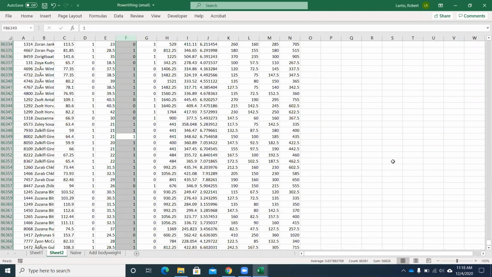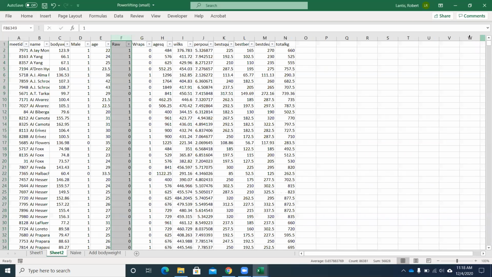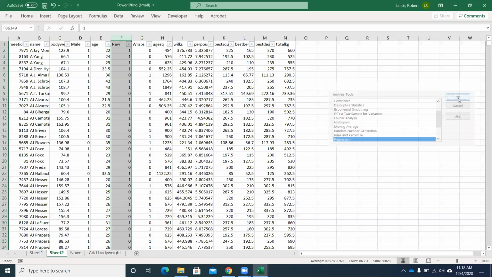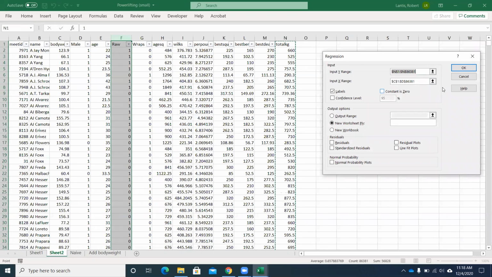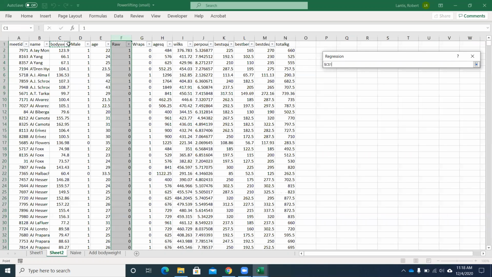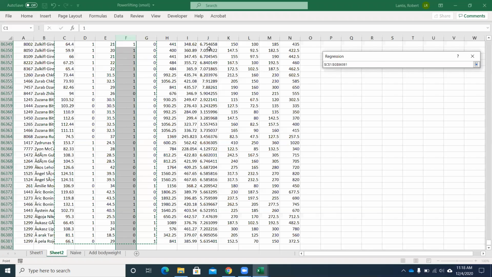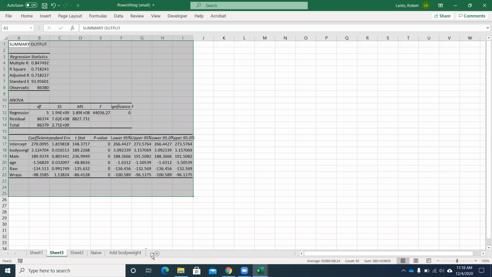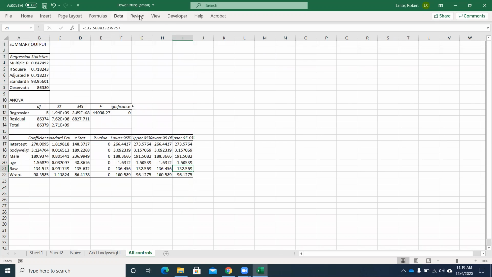So let's see what happens. If I go back to my sheet 2 data analysis, click on regression, keep using that same Y variable, but now for my X variables, I'm going to include body weight, whether or not they're a male, their age, and then these 2 variables which represent what types of equipment they could use in the meet. Those might matter. So we select all those, hit OK. Now we've got all the controls that are in our data set. So let's start to look at this.